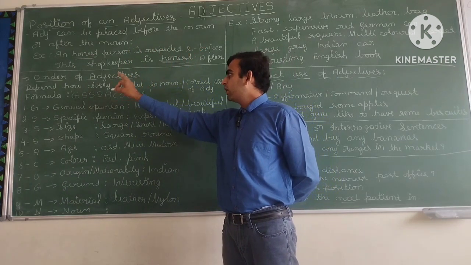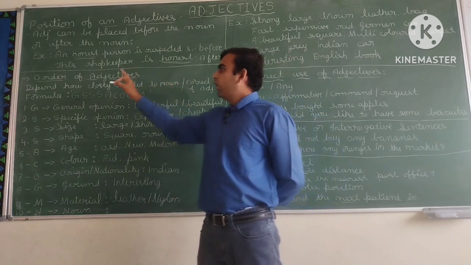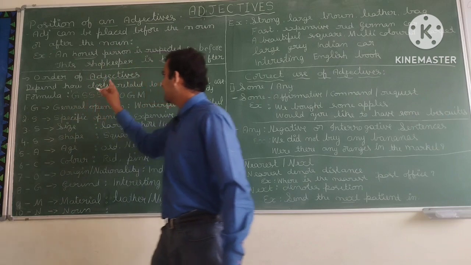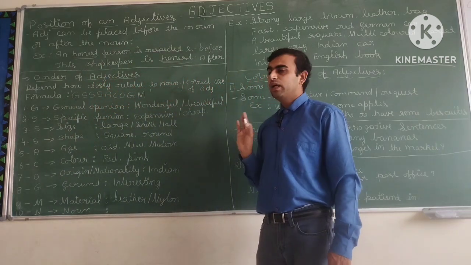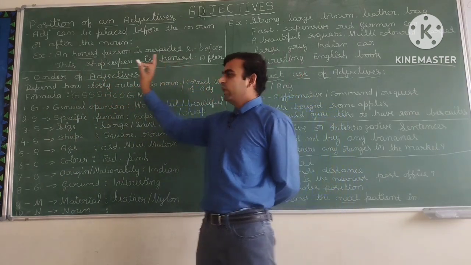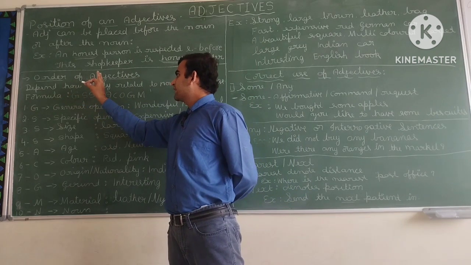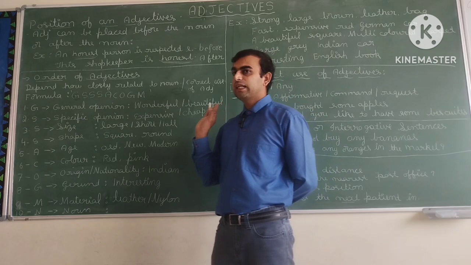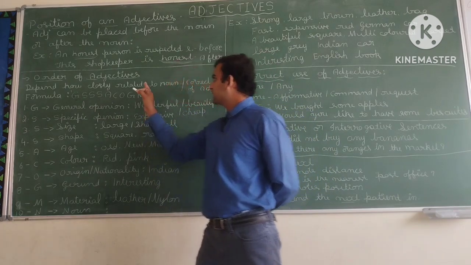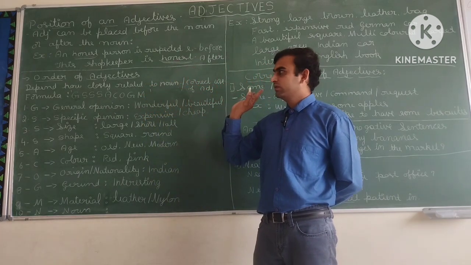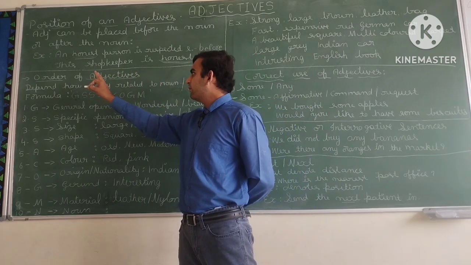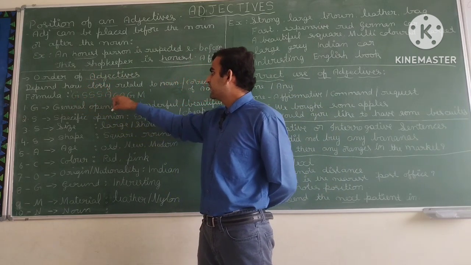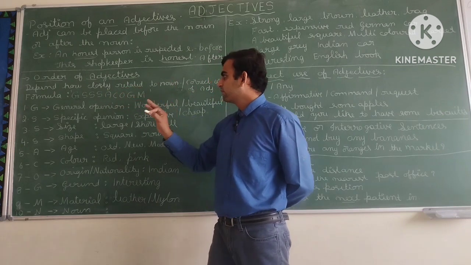Next, order of adjectives. Order of adjectives depends on how closely the adjective is connected to the noun. It is also called the correct use of adjectives. Once again I repeat, order of adjectives depends on how closely it is connected to the noun. The formula for the order of an adjective is G, S, S, S, A, C, O, G, M.